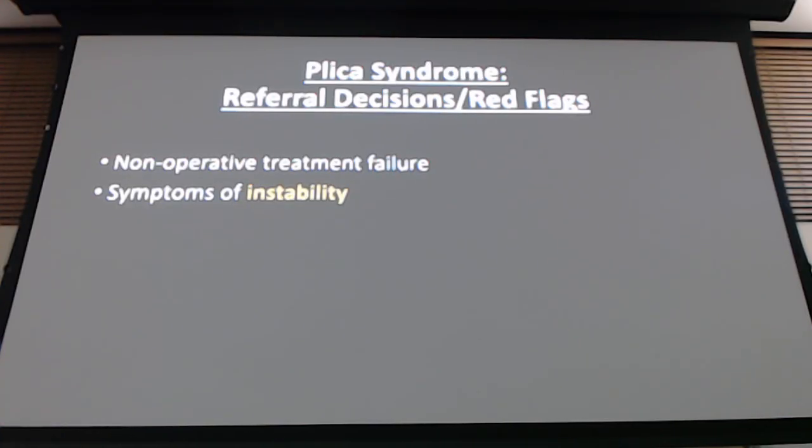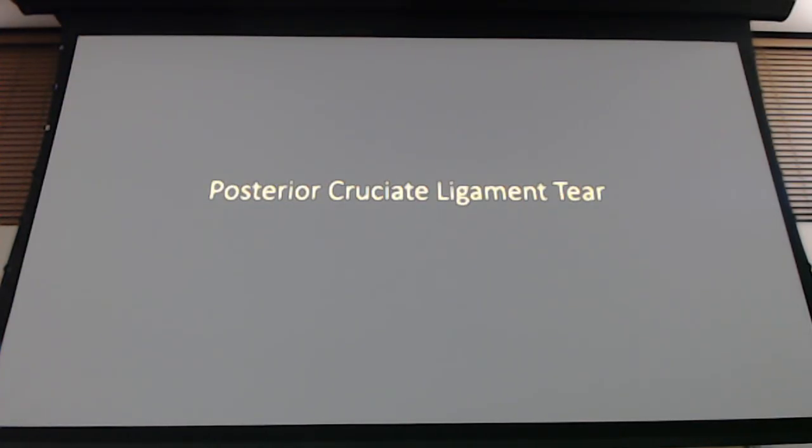So, all right, so referral decisions, red flags, again, non-operative treatment failure, and again, anytime you have symptoms of instability. Just because they have plica syndrome, if they also have concomitant instability symptoms, you're going to refer them, correct? That's been a common theme in many of the pathology slides that we discussed. Questions about any of that?